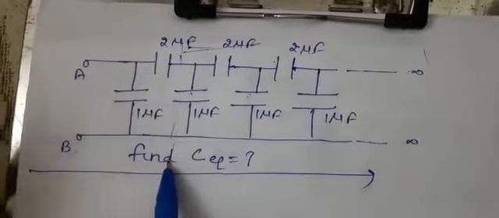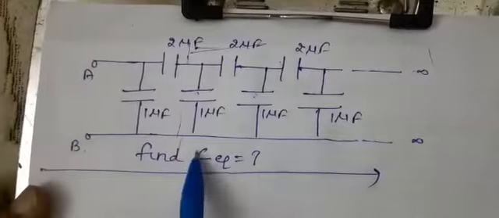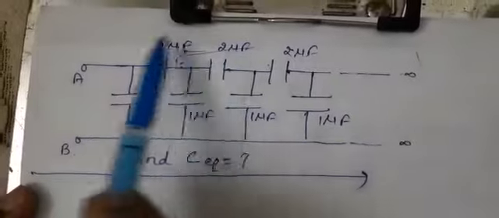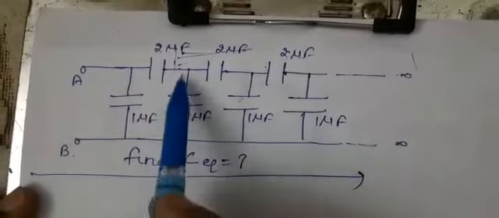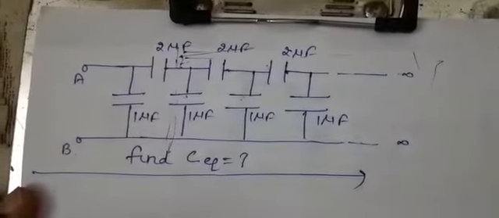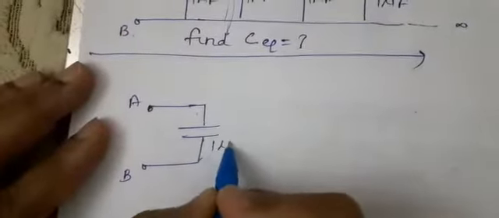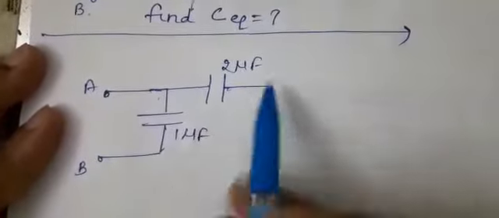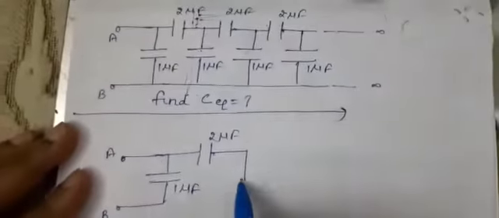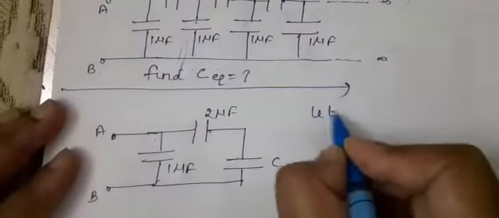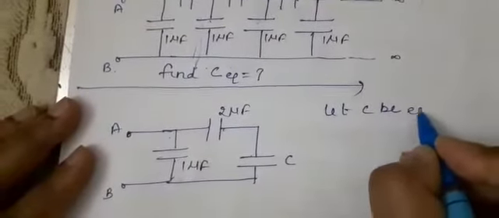let me take C as the equivalent capacitance of this infinite ladder. And for this particular ladder, we will treat it as C. Let's see how. This is terminal A and terminal B. This 1 microfarad capacitance is in between. This is the 2 microfarad capacitance. And apart from the other capacitance connected, we are taking it to be C. So we have taken C as the equivalent capacitance.